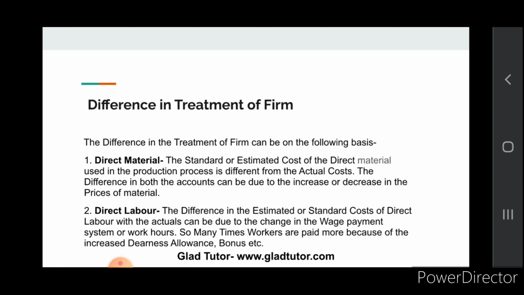The second difference is the direct labor. The estimated or standard cost of direct labor can differ from the actual due to a change in the wage payment system or the work hours. So many times workers are paid higher because of their increased DA or bonuses.